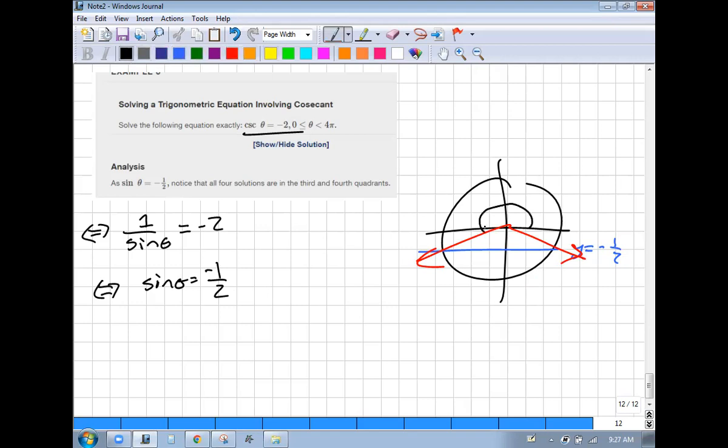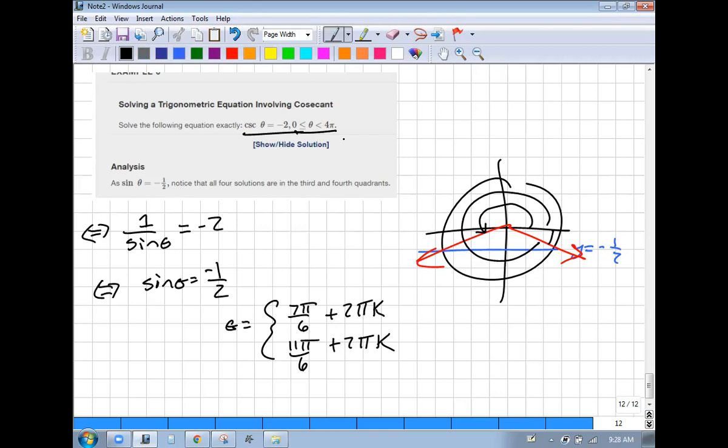This would be 7 pi over 6. And then this would be pi over 6 short of 2 pi. So it would be 11 pi over 6. Right? 2 pi would be 12 pi over 6. I need one less than that. Then add 2 pi k. So anything that points in those directions, there's all the solutions.